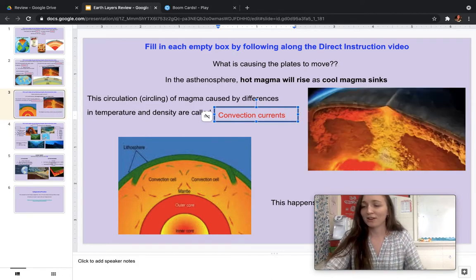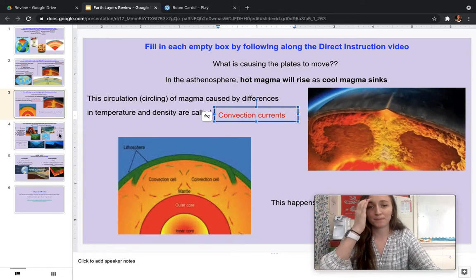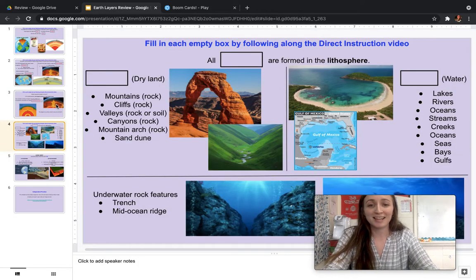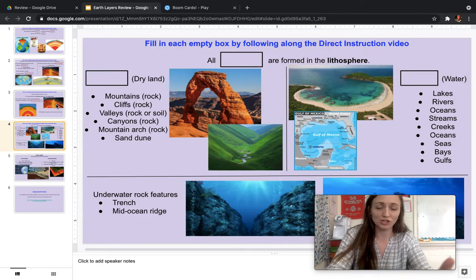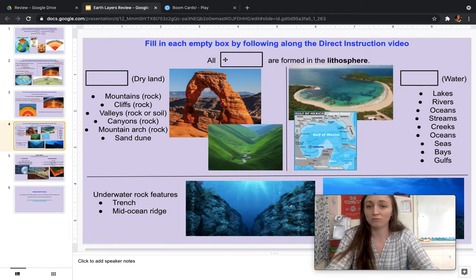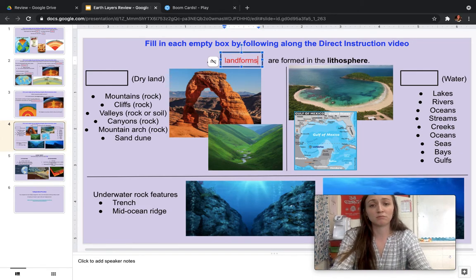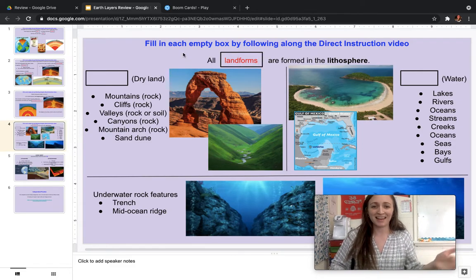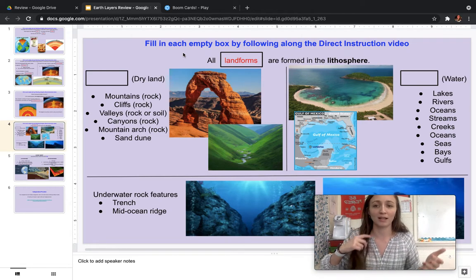Now, very last piece. Those tectonic plates in that lithosphere, as they move and shift in shape over long periods of time, are going to eventually form different landforms on the earth. Forms of land. Makes sense. So all the landforms are found in the lithosphere because that's the top layer. That's where we're walking around.